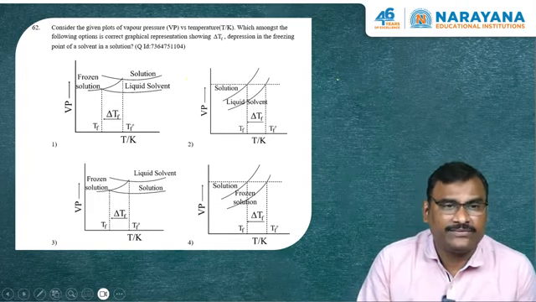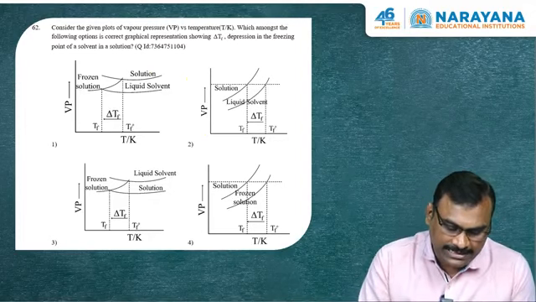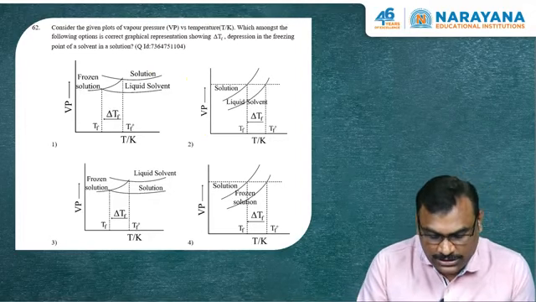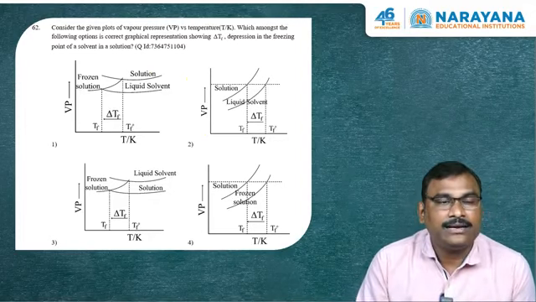Here see, in graph 1 the solution line is upper, in graph 2 the solution line is upper, in graph 4 also the solution line is upper. Generally the solution vapor pressures are lesser than the pure solvent. That is also one clue. Here you see, this is the freezing point of the solvent and the freezing point of the solution. Yes, this graph should be the correct one.